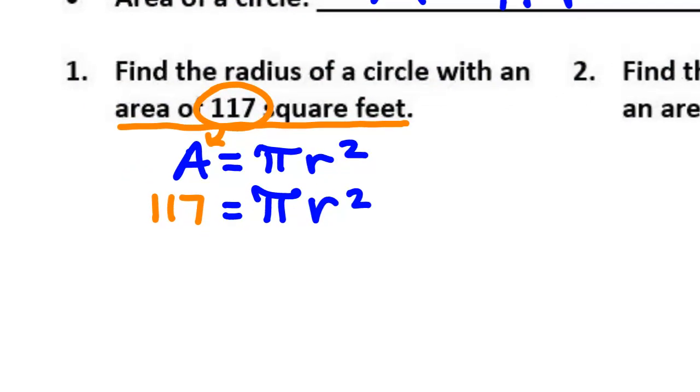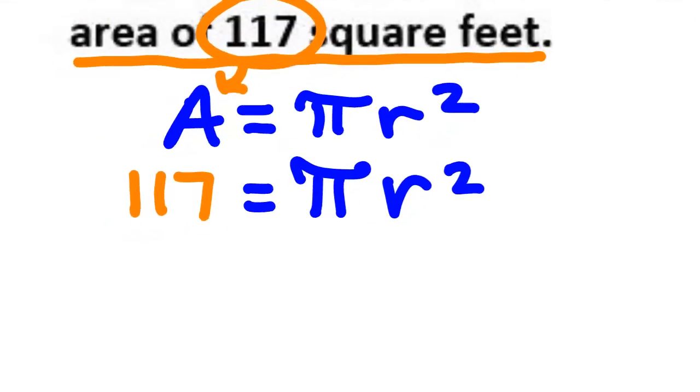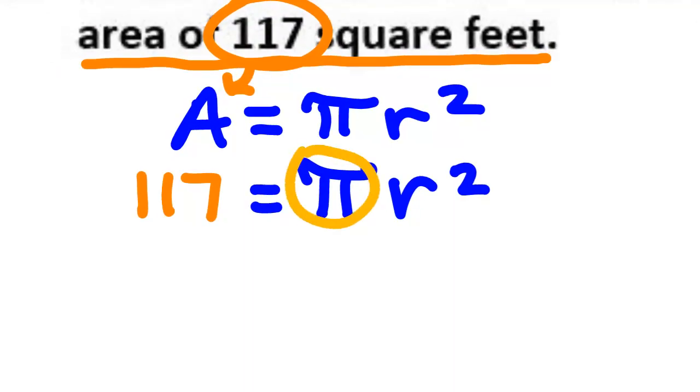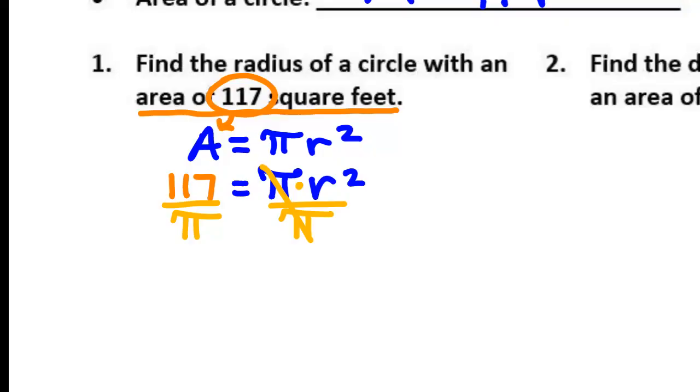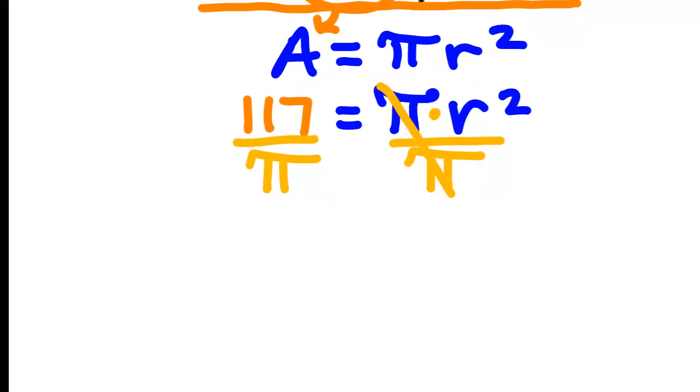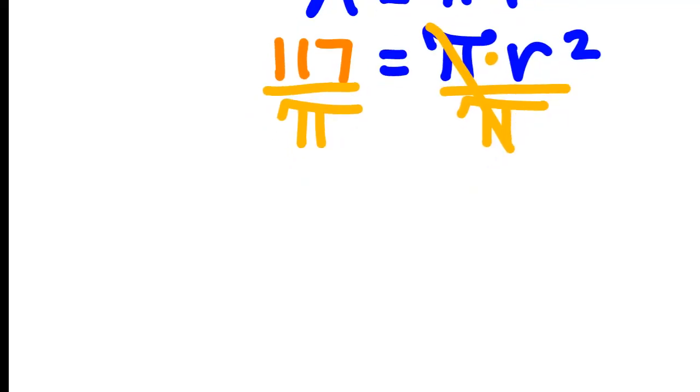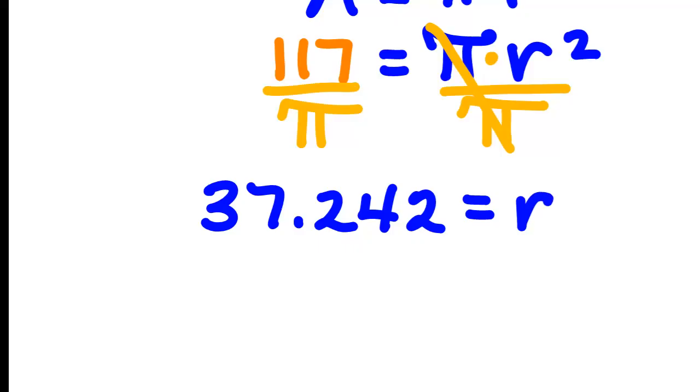In our quest to get the radius r by itself, we're going to first need to get rid of pi. What operation is connecting pi to r squared? Multiplication. So how are we going to undo that? With division. We're going to divide by pi. So 117 divided by pi, what does that give us? 37.242 is equal to r squared.